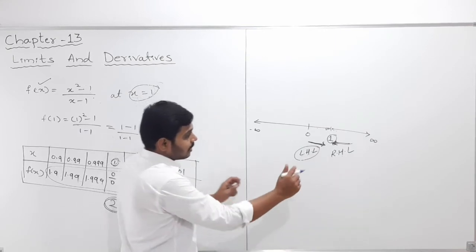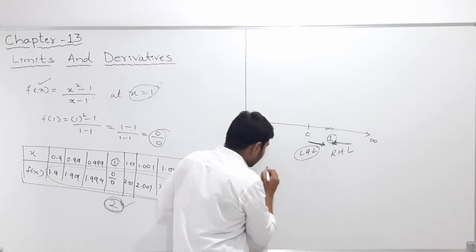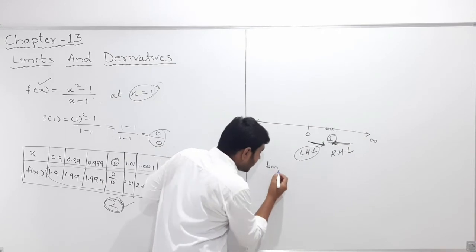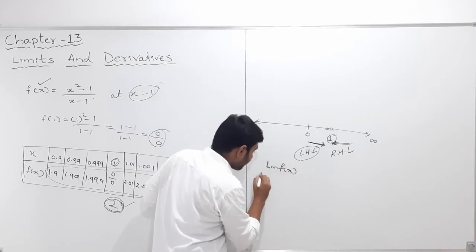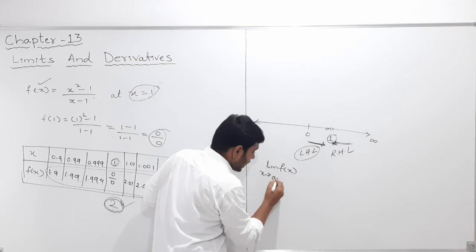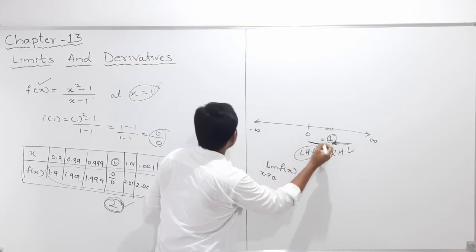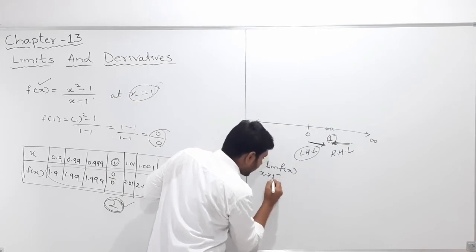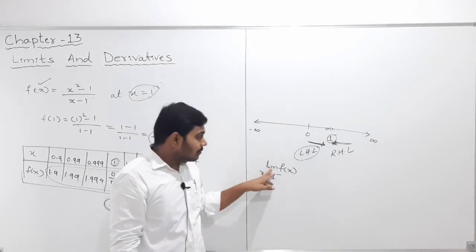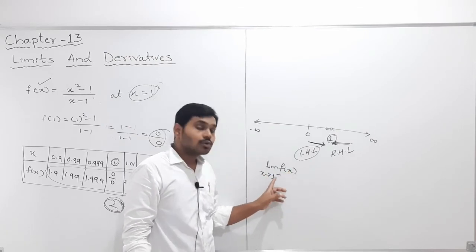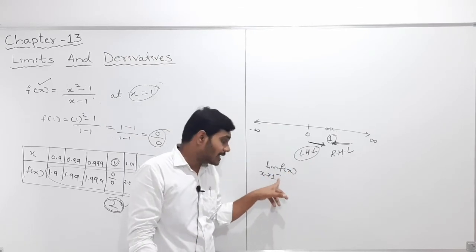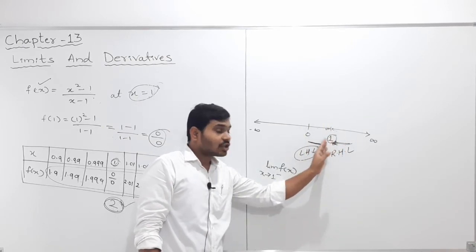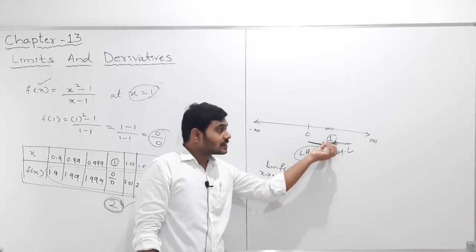So my dear students, how can we define LHL? See here, symbolically we can write limit of f of x as x tends to a. Here in this case I am checking the function value at x equals 1. It means you can write it as limit of f of x as x tends to 1 minus. Why am I writing 1 minus? 1 minus means LHL: we are giving the values on the left side of 1.